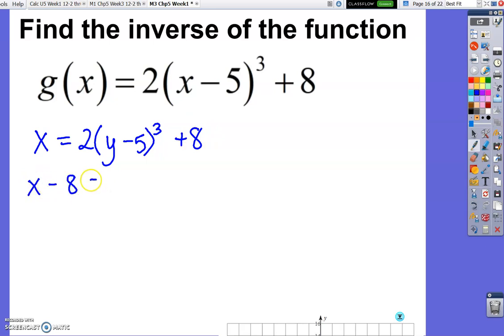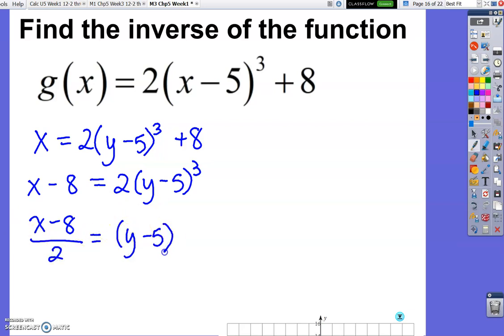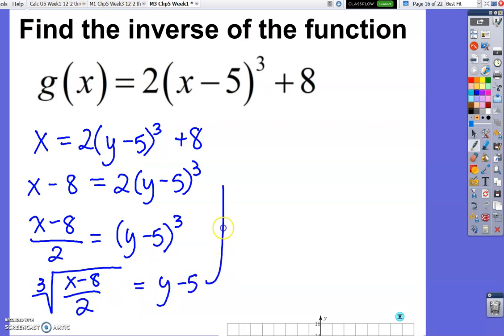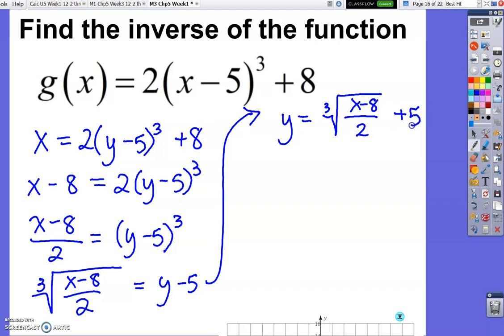X minus 8. Remember, we have to go in reverse order. Divide everything by 2. X minus 8 over 2 equals y minus 5 cubed. Take the cube root. Cube root of x minus 8 over 2 equals y minus 5. And so y equals cube root of x minus 8 all over 2 plus 5. And so you'll notice I didn't show my steps, but here I subtracted 8 from both sides. Here I divided both sides by 2. Here I cube rooted both sides. Here I've added 5 to the other side.